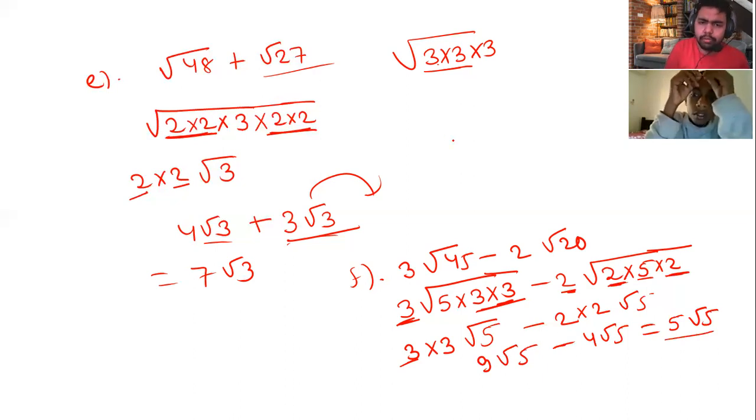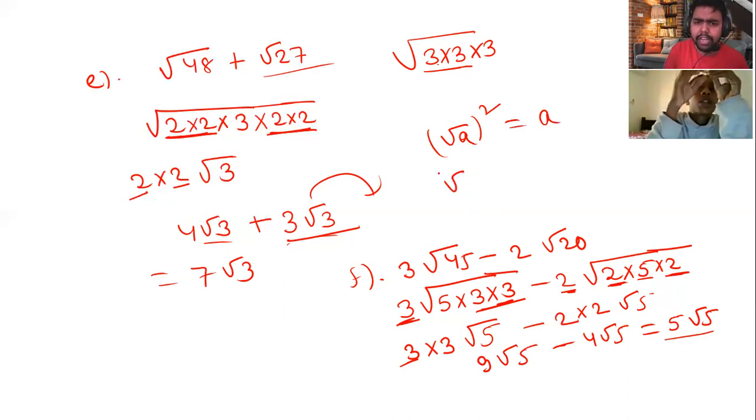See, there is one more property. Suppose I have root a and I square this one, I'm just going to get a, right? Because this is going to work for us. Perfect. If we have root 5 square, I'll just write 5 like this, right? So this power 2 and this root will cancel each other. How will they cancel each other?